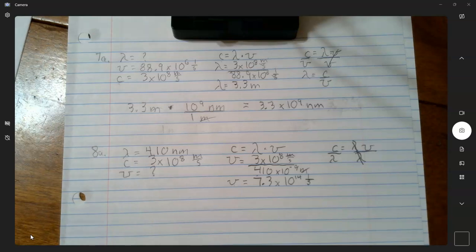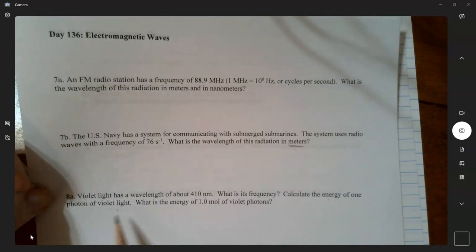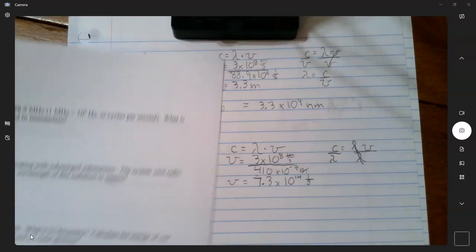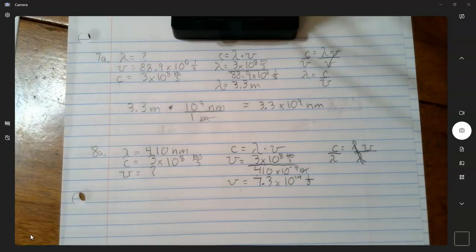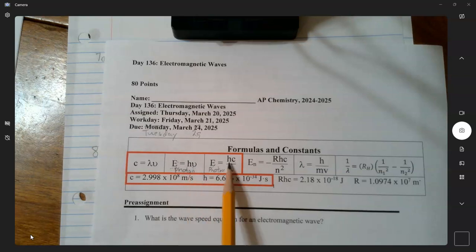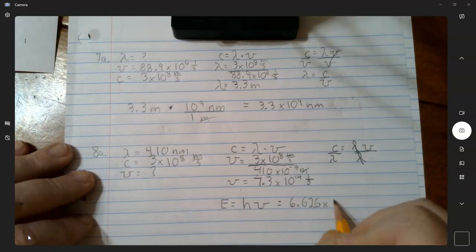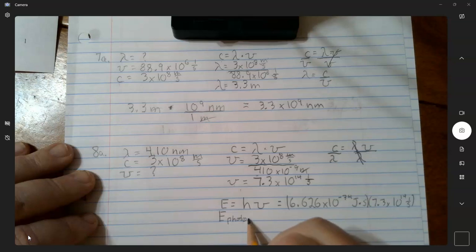So the next part of the problem, 8A, says, calculate the energy in 1 photon of violet light. What is the energy of 1 mole of photons? So when you have both frequency and wavelength now, I'm going to go ahead and use this formula right here. This one, because it's shorter than this one, and so we know Planck's constant right there, and we just calculated the frequency. And I like to write the subscript photon to be clear. That's what the energy is of 1 single photon.